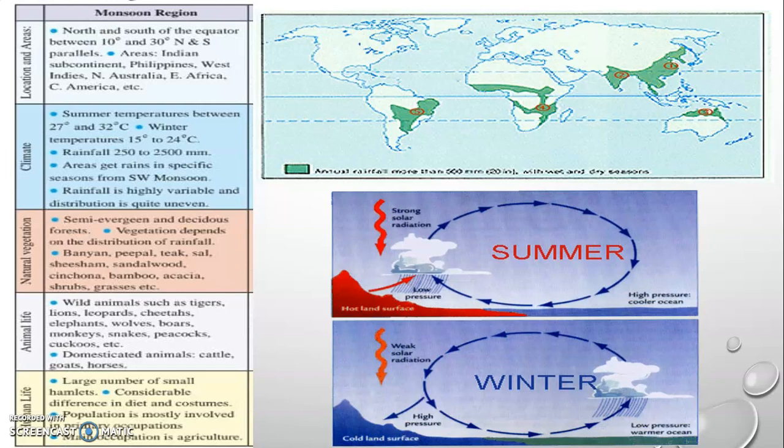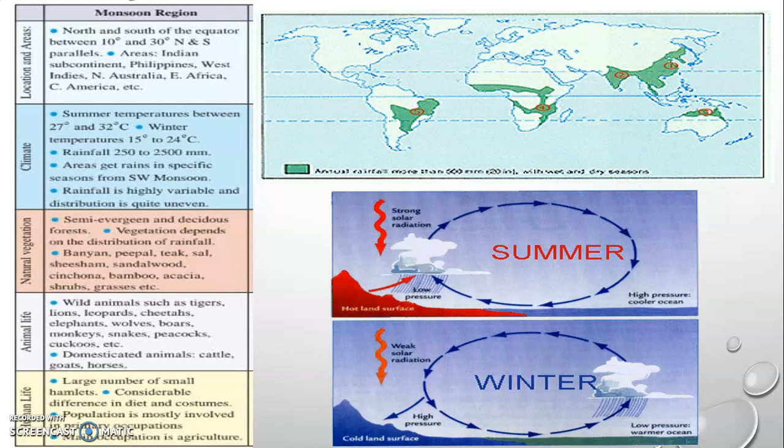Now, regarding the climate, the summers and the winters: you can see summer temperature is between 27 and 32 degrees Celsius. So it is quite hot and dry, a nice warm climate over there. Winter temperature is 15 to 24 degrees Celsius. That means winters are also cool, calm and a very soothing atmosphere. So this coolness is also there. Ice is also there in some regions. So winters are also very nice in this region.